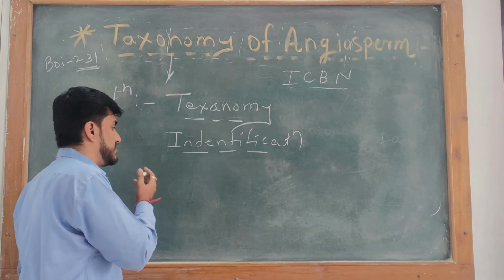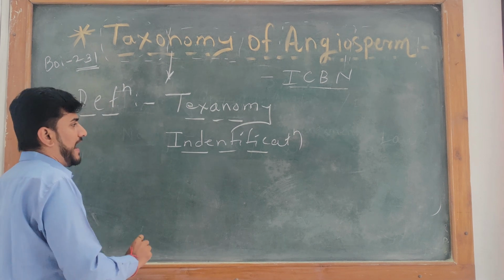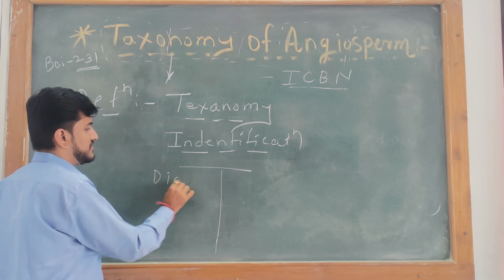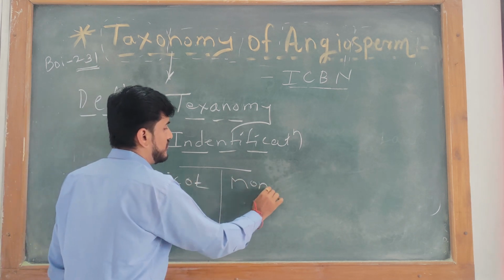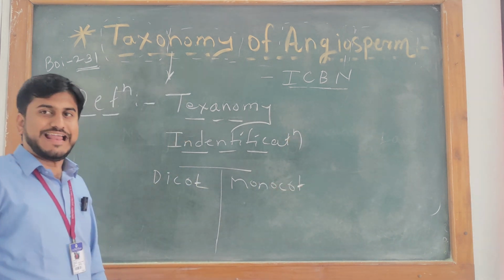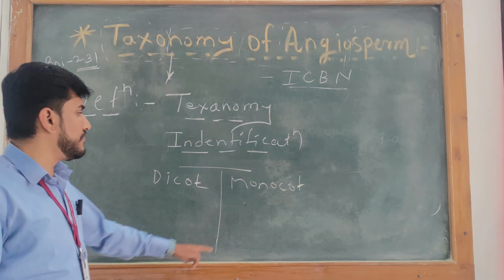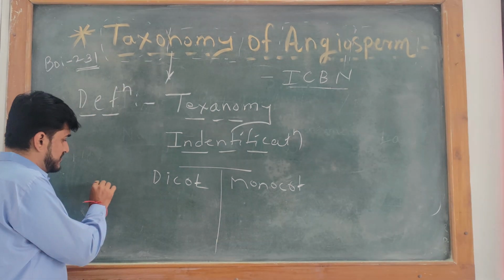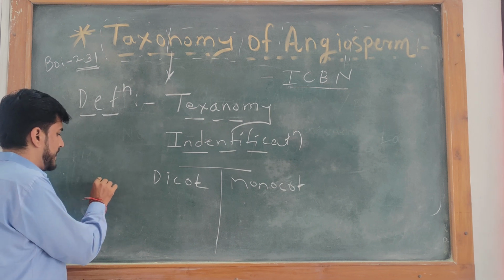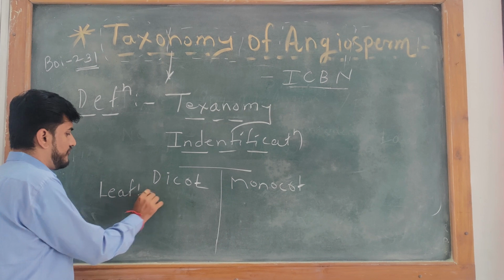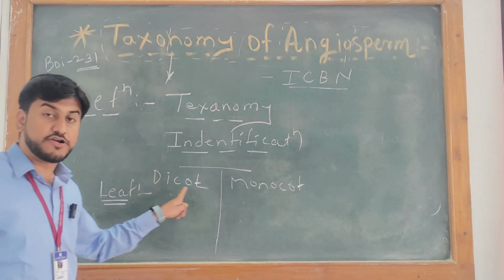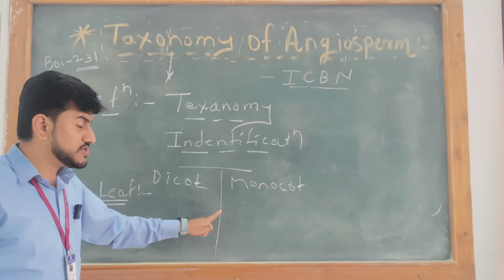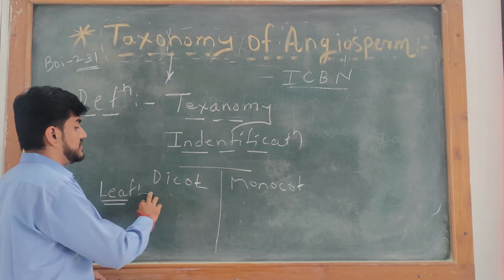And identification means, for example, plants are divided into two groups. The first is the dicots and the second is the monocotyledons. The characteristic features of dicot plants and monocot plants are vice versa to each other. Firstly, you have to observe the leaves of dicot and monocot. What is the difference between the leaf of a dicot plant and a monocot? So firstly we are discussing the dicot plant.